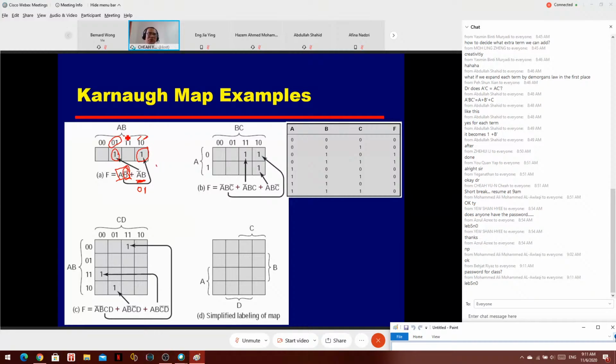I just want to repeat. These two squares will cover A. These two squares will cover not A, because if you see these two A's here are 0, so that's not A. Yes, Dr. Win. When we have two variables, the A is always the first bit to the left. Yes.